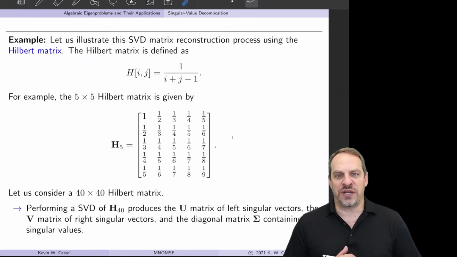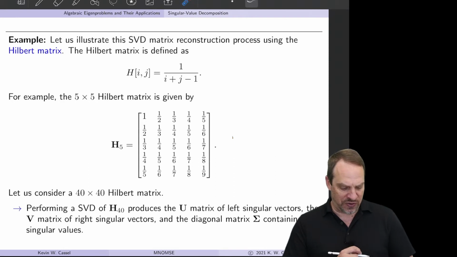To illustrate these ideas, let's take a very interesting matrix. It's called the Hilbert matrix. It looks very simple. It looks innocuous. You would not think anything of it, but it turns out that it has some very interesting properties.